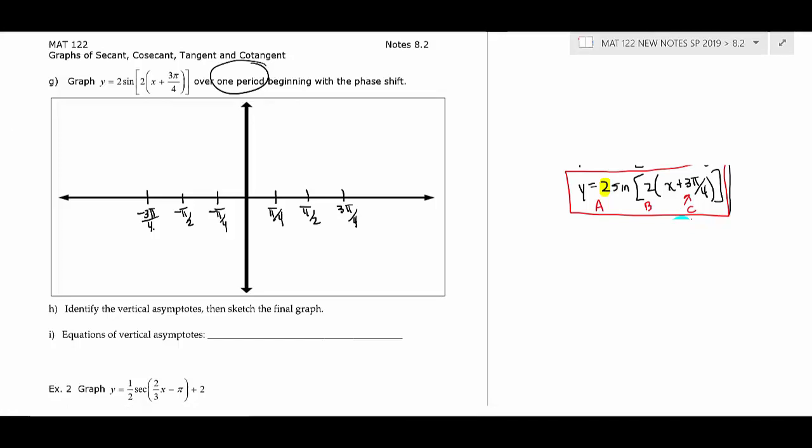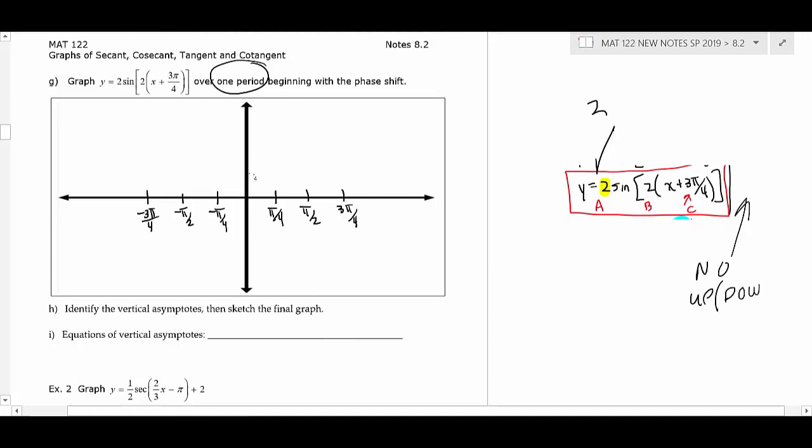Okay, all right, we have an amplitude of 2. We don't have any up-down shift. So that means on our graph, we need to go to 2, and then we probably want to go beyond because we're graphing a cosecant. So let's go up to like 4, and then maybe down to negative 4 like that.